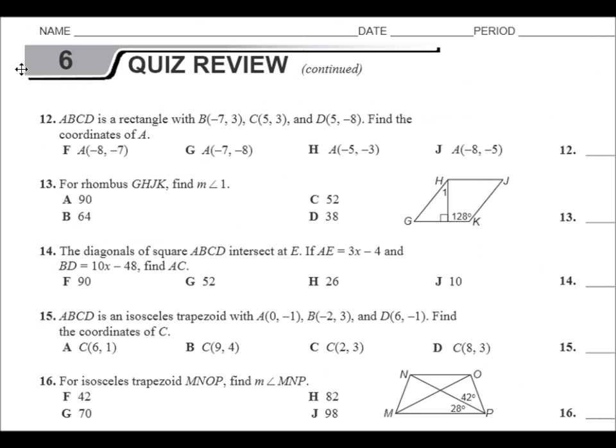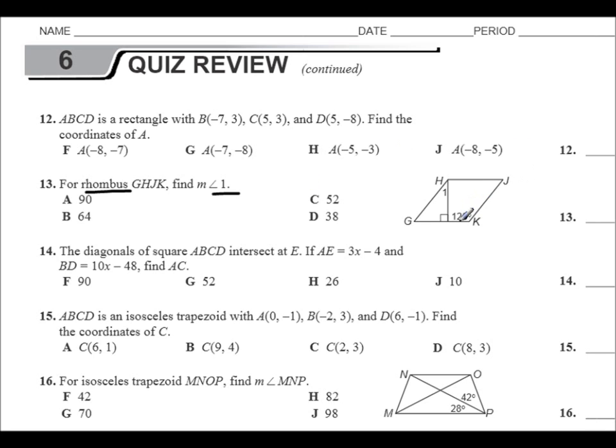Okay, number 13, it asks us to find the measure of angle 1 in the rhombus. So if it's a rhombus, I have opposite sides are congruent because it's a parallelogram. You're going to have all sides congruent because it's a rhombus. But let's see what it's trying to get at.